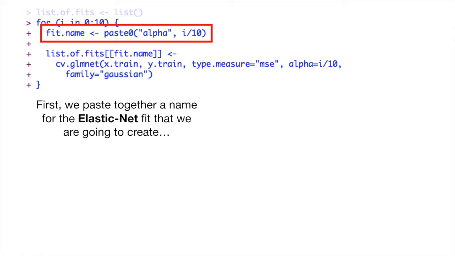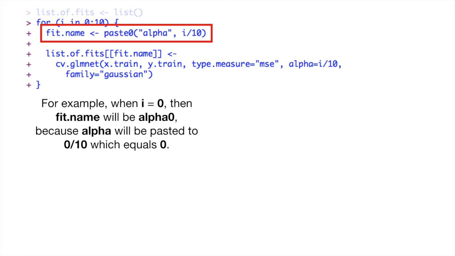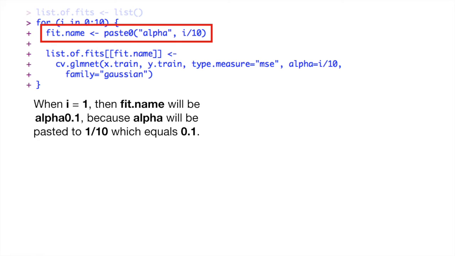First, we paste together a name for the Elastic-Net fit that we are going to create. For example, when i equals 0, then fit.name will be alpha0, because alpha will be pasted to 0 divided by 10, which equals 0. When i equals 1, then fit.name will be alpha0.1, because alpha will be pasted to 1 divided by 10, which equals 0.1.